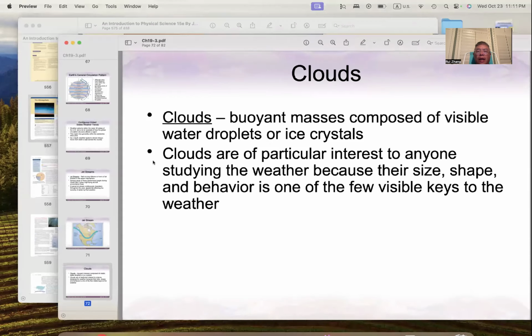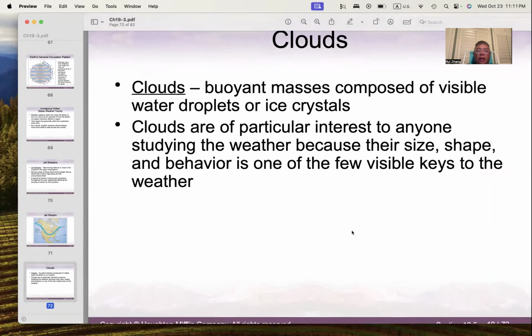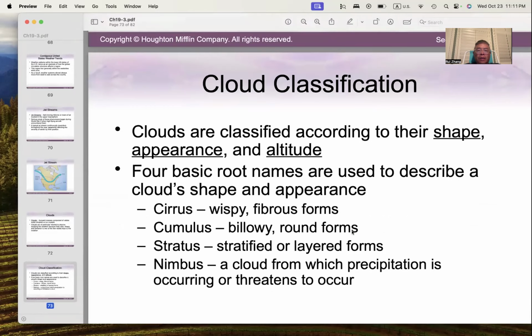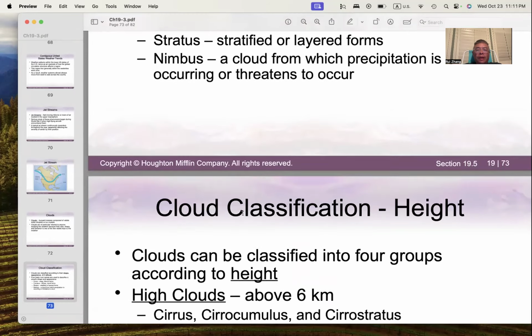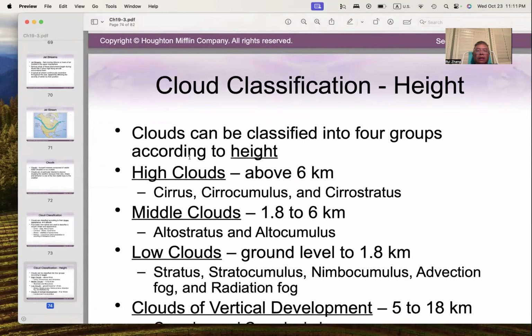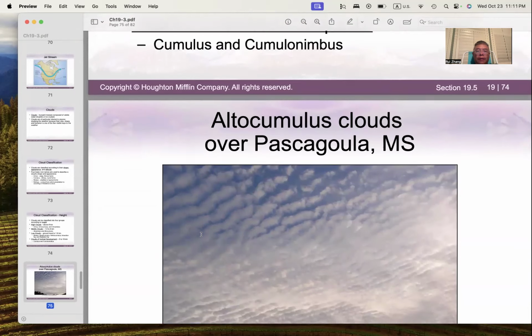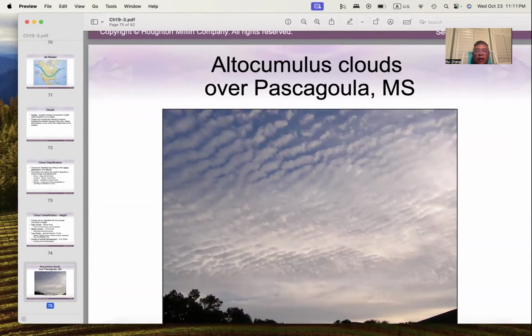The last section we have here is clouds. It's an interesting section as it relates to the lab for module 8. For clouds, I just want you to know some of the classifications. There are 4 different types based on form. You can also classify clouds by height: high cloud, middle cloud, and low cloud. So this is what it looks like.